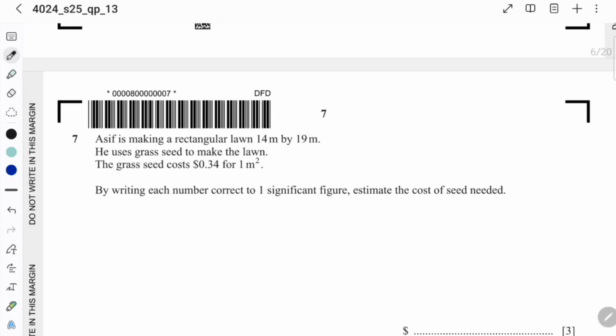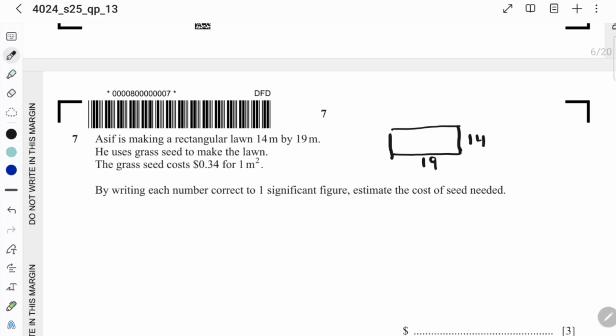In question number 6, it's a word problem. Asif is making a rectangular lawn which is 14 by 19. He uses grass seed to make the lawn. The grass seed is $0.34 for 1 square meter. It means that the cost for 1 square meter is $0.34.